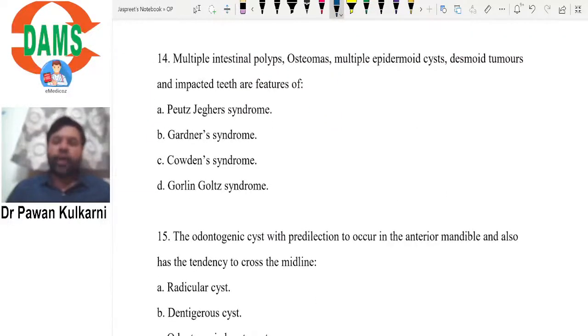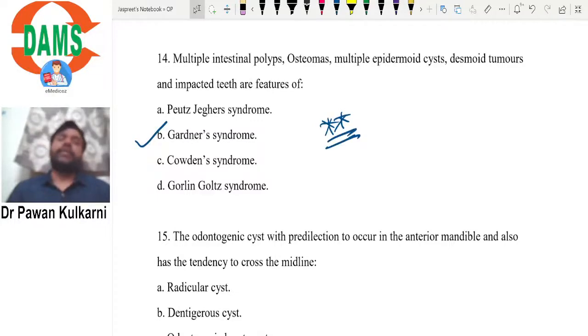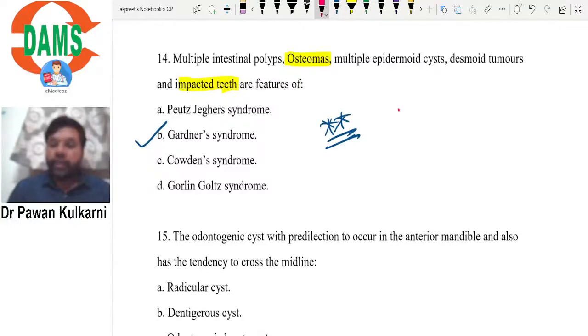Multiple intestinal polyps, osteomas, multiple epidermoid cysts, desmoid tumors, impacted teeth, all are features of Gardner syndrome, a very commonly asked single-liner MCQ. You can put a star mark for this question, very frequently asked, because you see multiple things in Gardner syndrome. You see multiple osteomas, multiple impacted teeth. You also see multiple dentigerous cysts in these patients.